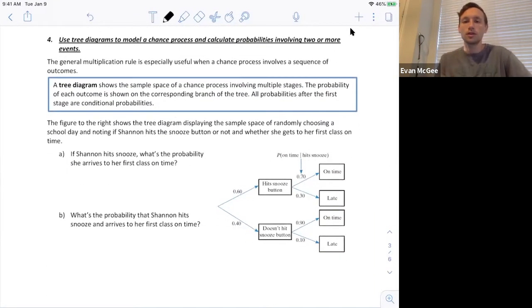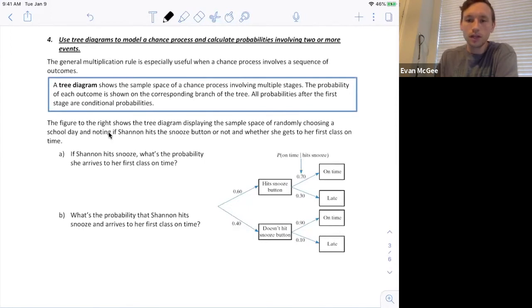So the reason I taught you this general multiplication rule first is because it's extremely helpful when we're using a chance process that has a sequence of outcomes. And we're going to express a sequence of outcomes with what's called a tree diagram. It shows the sample space of the chance process involving multiple stages. And the probability of each outcome is shown on the corresponding branch of the tree. So all probabilities after the first stage are conditional probabilities.